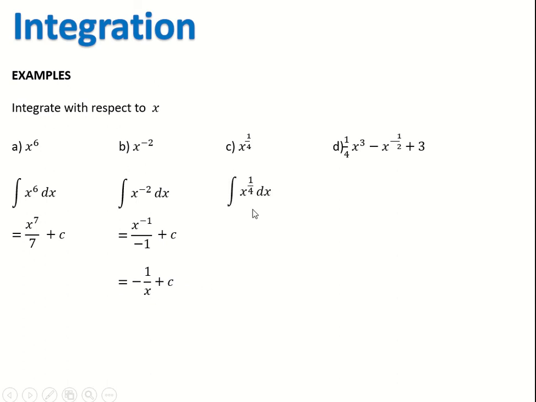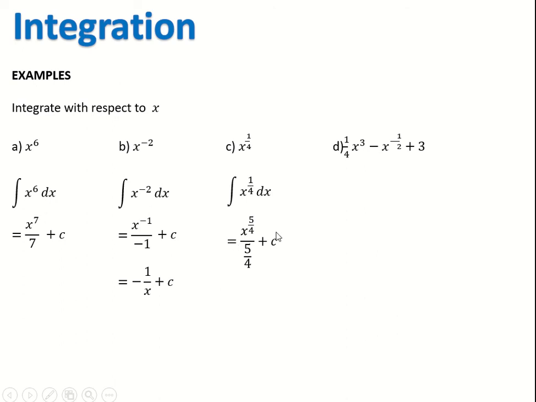Okay. So if we're integrating x to the power of a quarter with respect to x, same idea, just be careful with your fractions. You're adding 1 to a quarter, and a quarter plus 1 is 5 quarters. So you end up with x to the power of 5 quarters divided by 5 quarters, and obviously you've got your plus c.